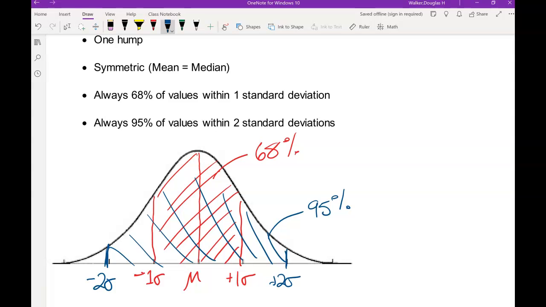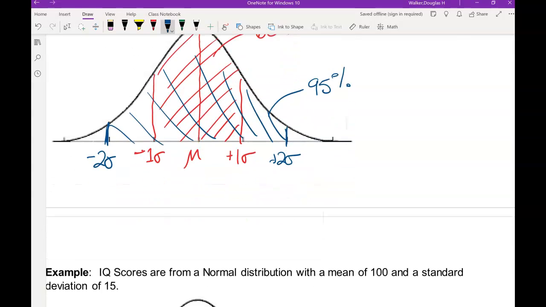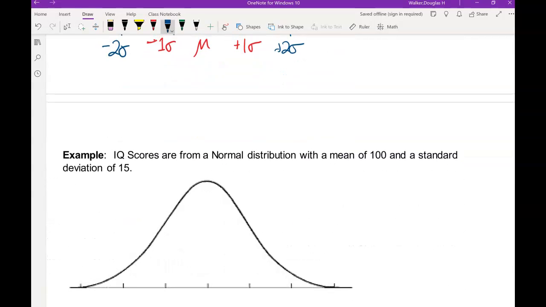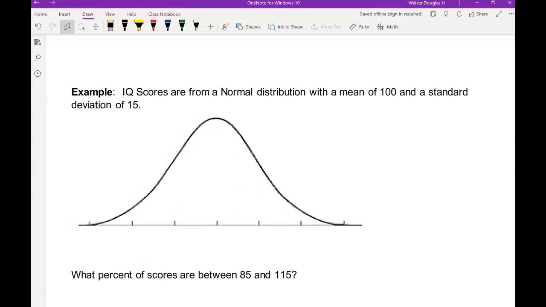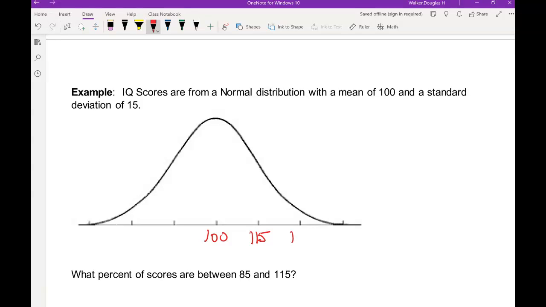So let's look at an example. It might help sometimes putting in actual numbers. So let's look at IQ scores. IQ scores are from a normal distribution where the mean is 100 and the standard deviation is 15. So let's label our x-axis here. Since the mean is in the middle, there's our 100. If we go up 1 standard deviation, that's 115. Go up another standard deviation is 130. Go down 1 standard deviation, it's 85. Go down another, that's 70.